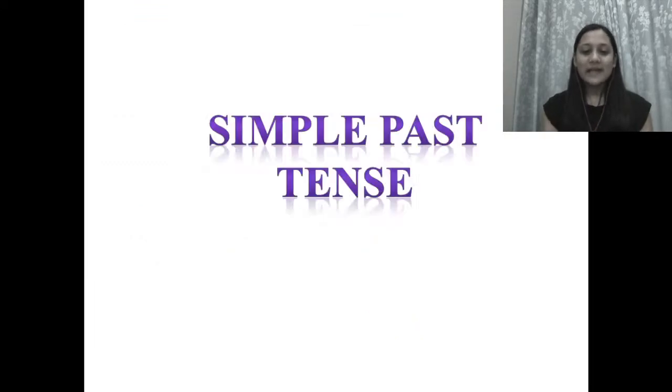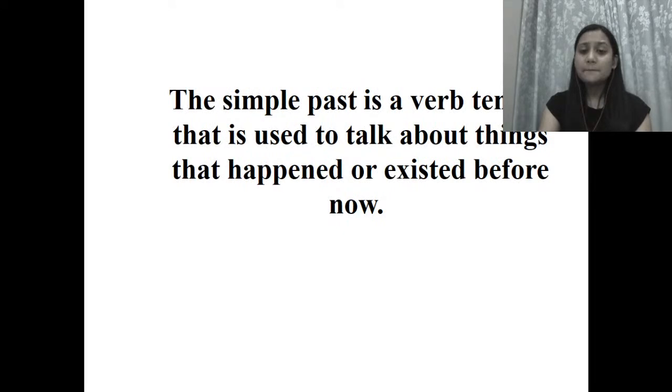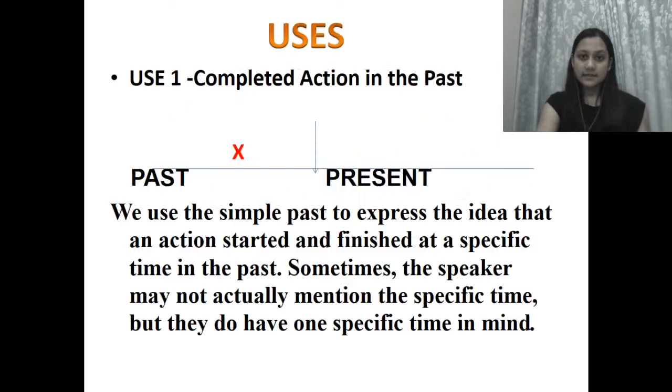With that, let's get started with the topic past tense. First of all, we are going to talk about simple past tense. The simple past is a verb tense that is used to talk about things that happened or existed before now. Whatever has happened before the moment of speaking will be called past tense.